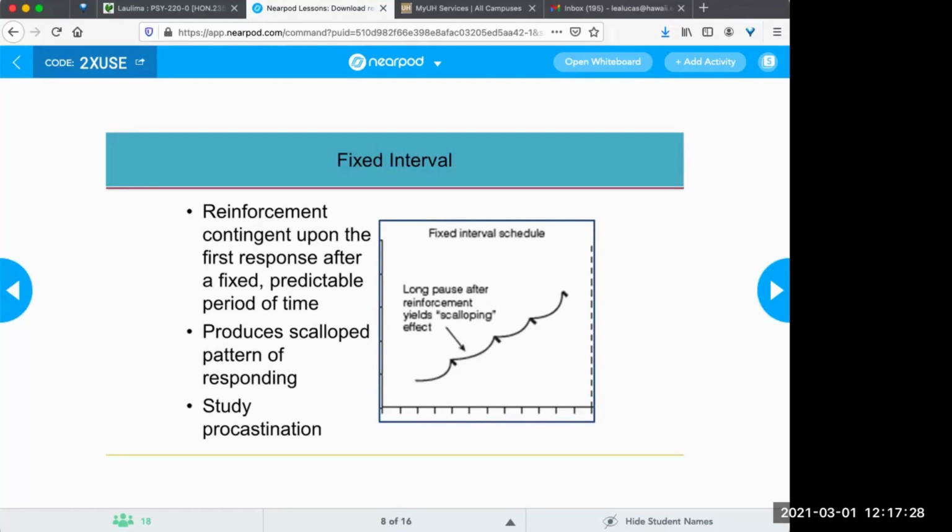You're going to get a pop quiz occasionally. The pop quiz would be kind of a variable ratio schedule. You don't know when the quiz is, but you have to be there. You have to do the quiz in order to get the information and get the points.